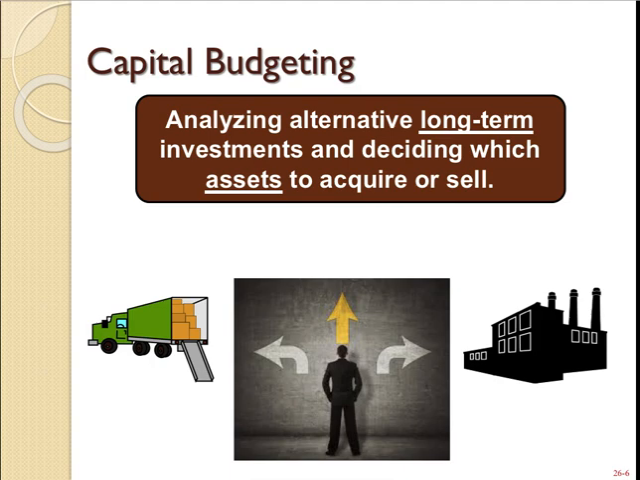Like I said, capital budgeting is the process of analyzing alternative long-term investments and deciding which assets to acquire or sell. Here we've got this manager and he's deciding, well, do I buy a new delivery truck or do I buy a new factory? What assets do I want to acquire, or sometimes we need to make the decision to sell off old assets. But the point is, all of this is long term, something that we're going to have for a long period of time. It's not a short term decision like I'm just going to buy some inventory that I'm going to sell off in a month. This is something that we're going to be with for a long period of time.